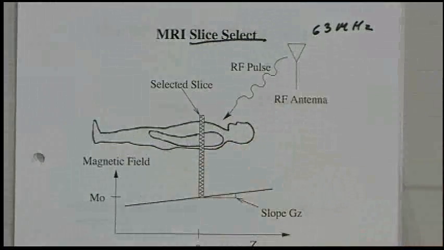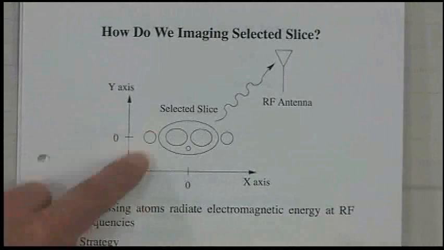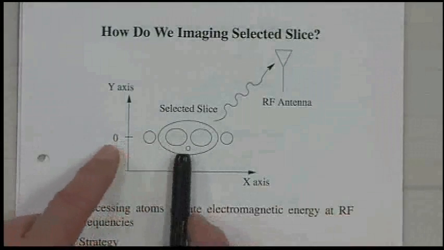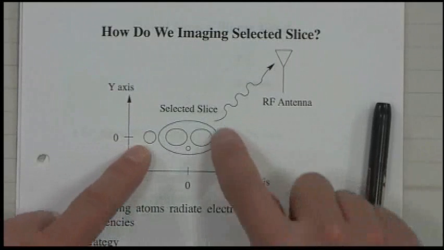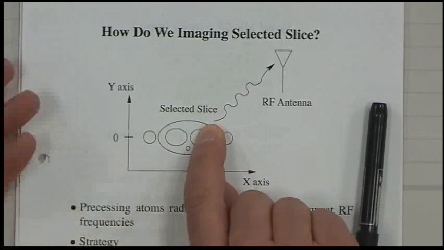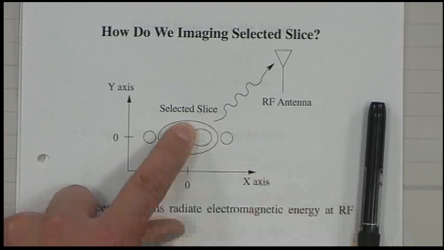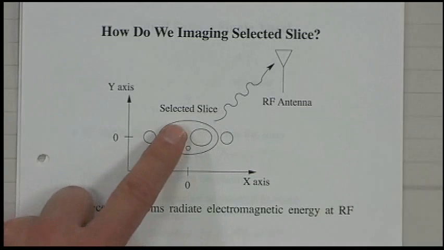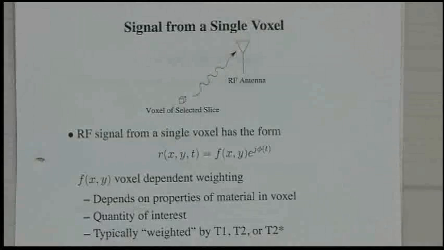Now, to do that, you take this slice and you vary the gradient in the x and the y axes so that at each voxel you'll get a different frequency. So it's like FM radio. Each one has a different frequency, and you demodulate at a different frequency. The way you'll demodulate it in the end is with an FFT, which is how you do reconstruction.